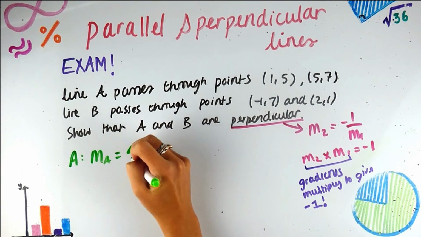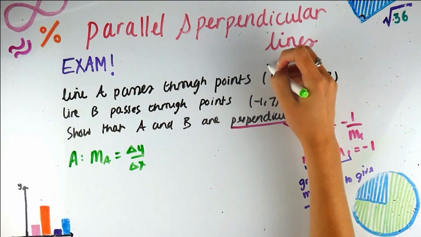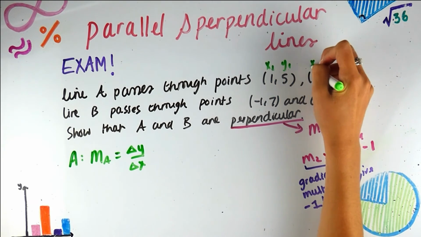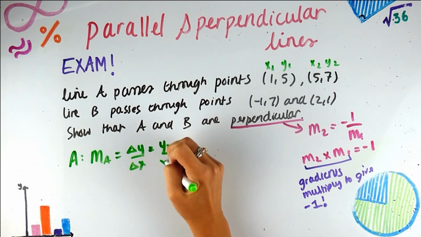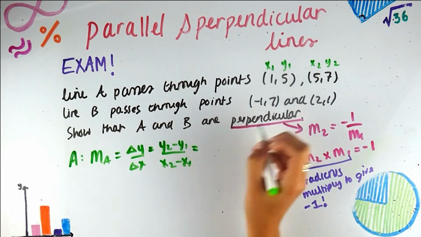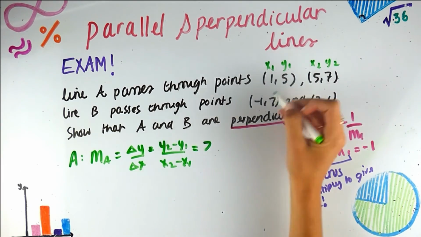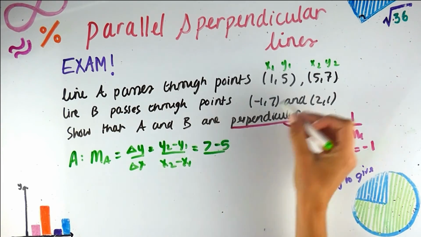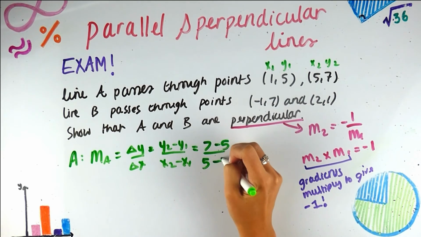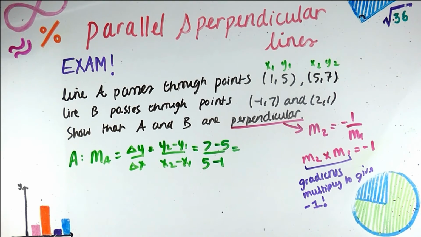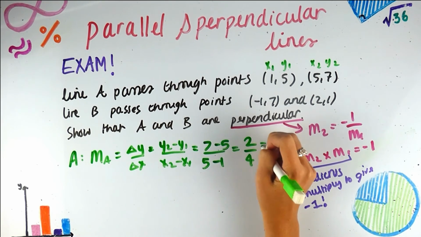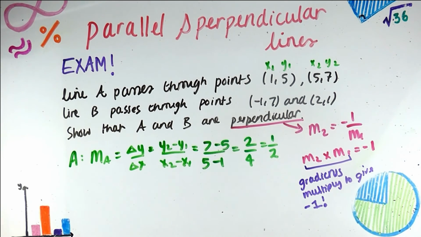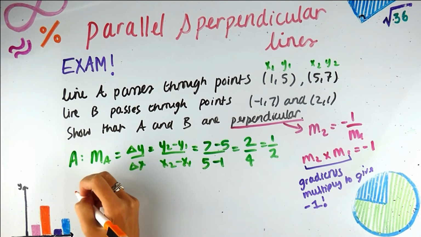So we know that's a change in y over change in x. If this is x1, y1, x2, y2, I'm going to do y2 minus y1 over x2 minus x1 for the change in. So y2 is 7, minus 1 is 5, x2 is 5, minus x1 is 1. So 7 minus 5 is 2, and 5 minus 1 is 4, and that is also known, simplified, as 1/2.